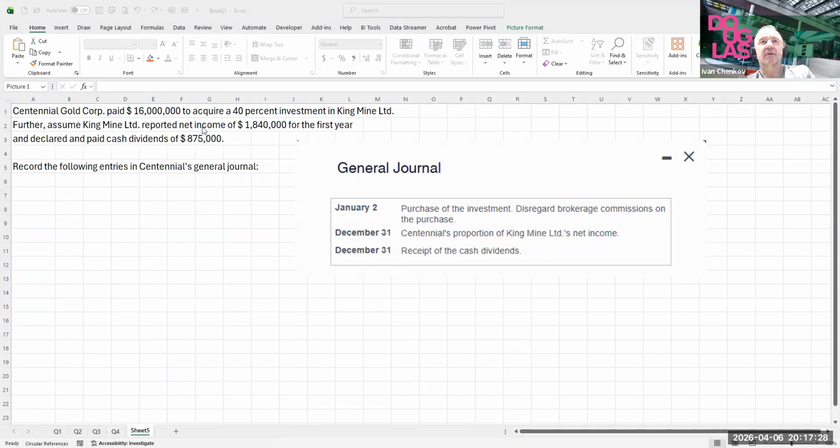Let's resume recording. So the question again is, a company pays 16 million to acquire a 40% investment of this company. Further, assume that this company reported net income of 840,000 for the first year and declared and paid a cash dividend of 875,000. Record the following entry on January 1st, purchase of the investment. Let's go with the purchase of the investment.